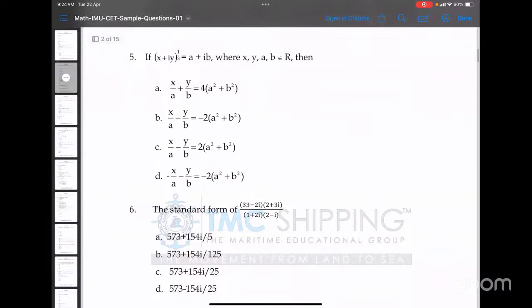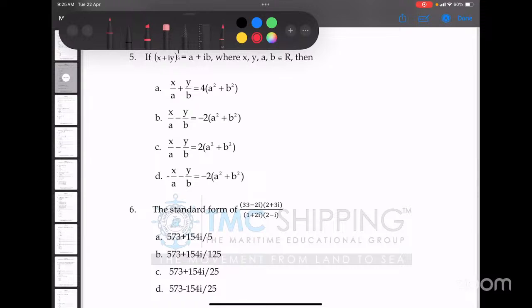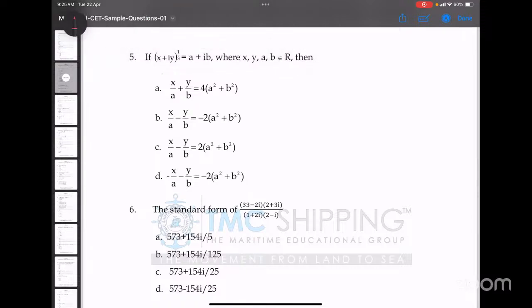These are the questions from complex numbers. It is (x plus iota y) raised to power 1 by 3 is equal to a plus iota b, and we have to select the correct option. So how will you deal with it? If you cube both sides, (x plus iota y) to the power 1 by 3, whole cube, is equal to (a plus iota b) cube.